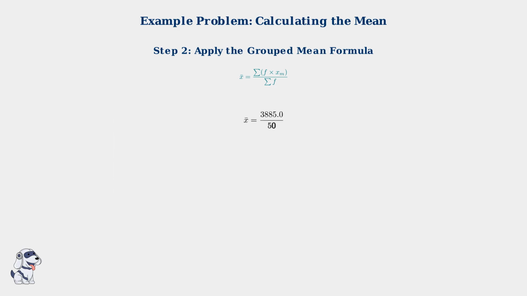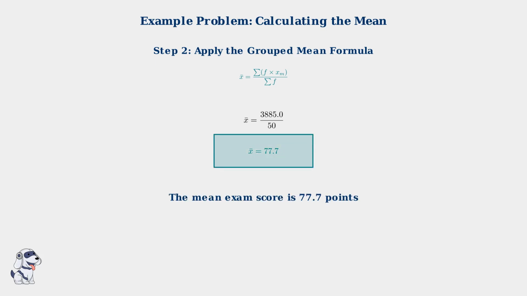Finally, we substitute our values into the formula. The sum of F times XM equals 388.85, and the sum of frequencies equals 50. Therefore, the mean is 388.85 divided by 50.